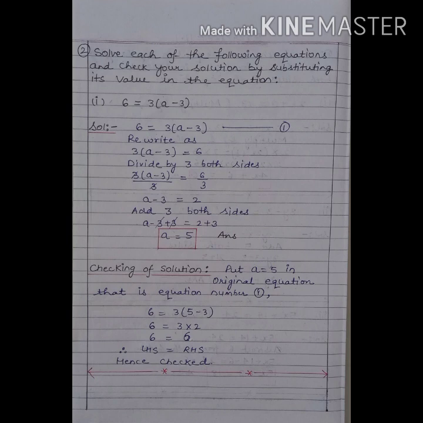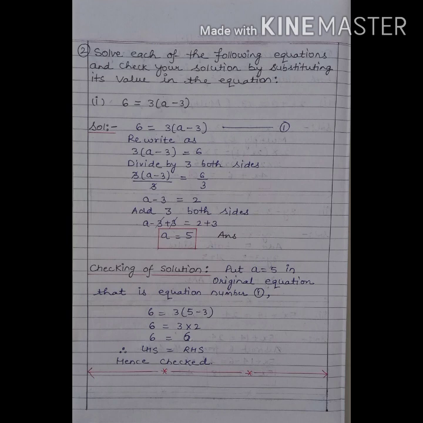In question number 2, the statement is: solve each of the following equations and check your solution by substituting its value in the equation. So here we are taking its first part. The first part is 6 = 3(a - 3). So first of all, we will write this equation and call it equation number 1. And there is a point which we have to note: the variable whose value is to be found is always written on the left hand side.